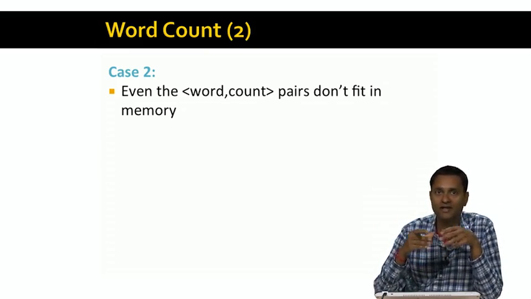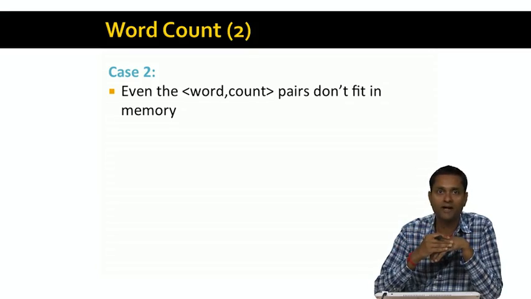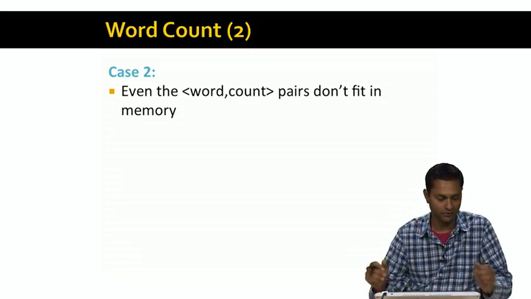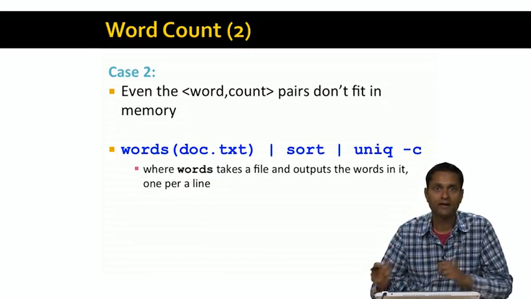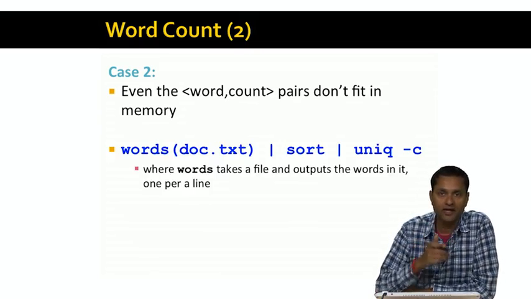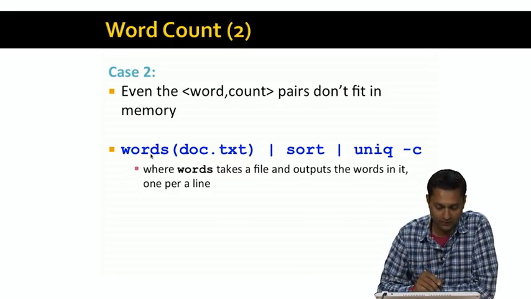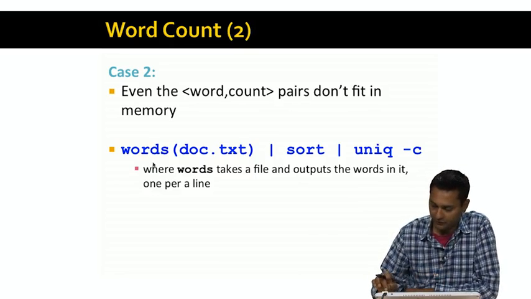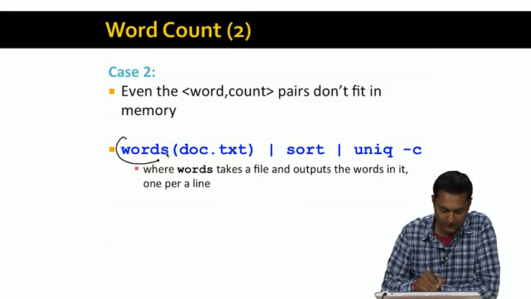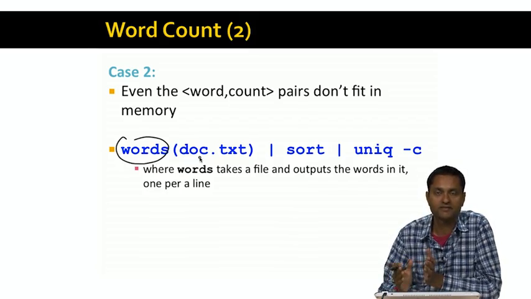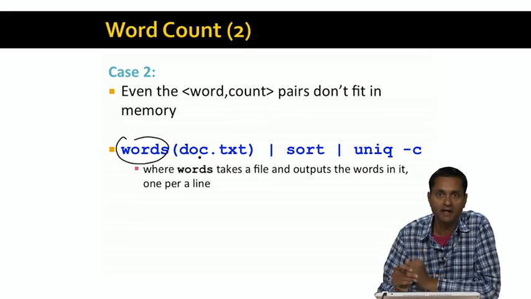Well, you could try to write some kind of complicated code, but I'm lazy, so I like to use Unix file system commands to do this. And so here's how I would go about doing this. So this is a Unix command line way of doing this. Here the command words is a little script that goes through doc.txt, which is a big text file, and it outputs the words in it, one per line.